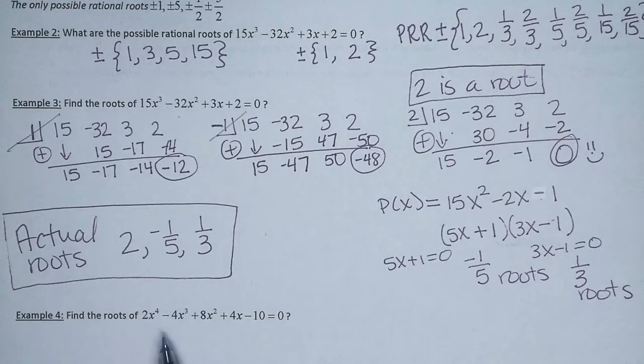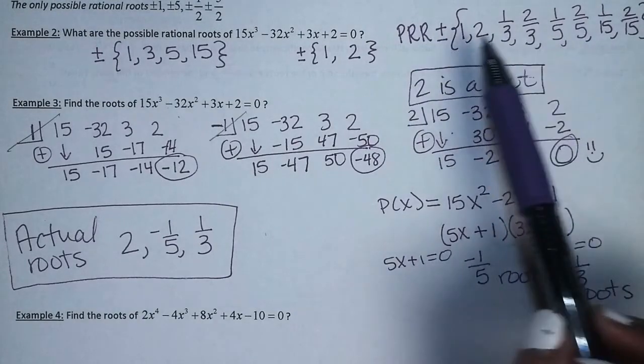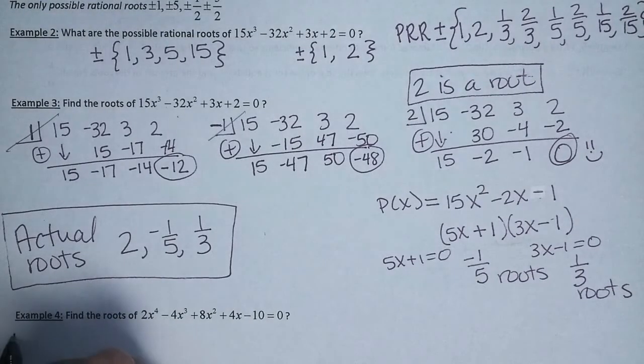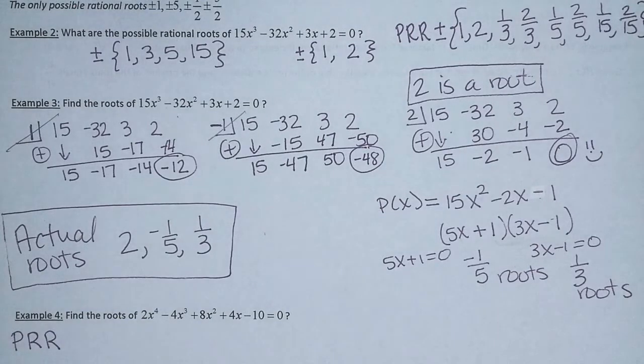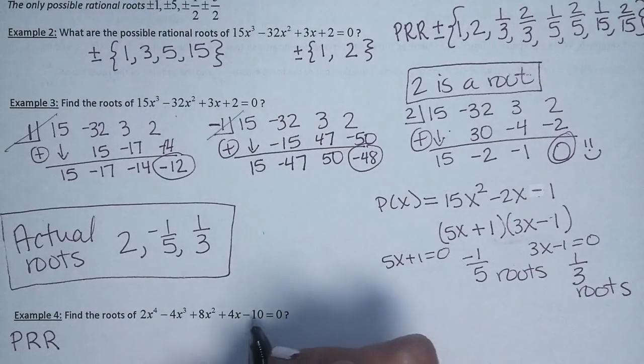And before you start guessing and checking, you need to make a list of the possibilities, like the possible rational roots. Because if you don't make a list of the possibilities, then you're going to have an infinite number of guesses here. So example 4, to find the roots, let's first make the list of the possible rational roots, like we did on example 2. And remember, in order to do that, you take the factors of the constant. So my constant is 10. The factors here would be 1, 2, 5, and 10.